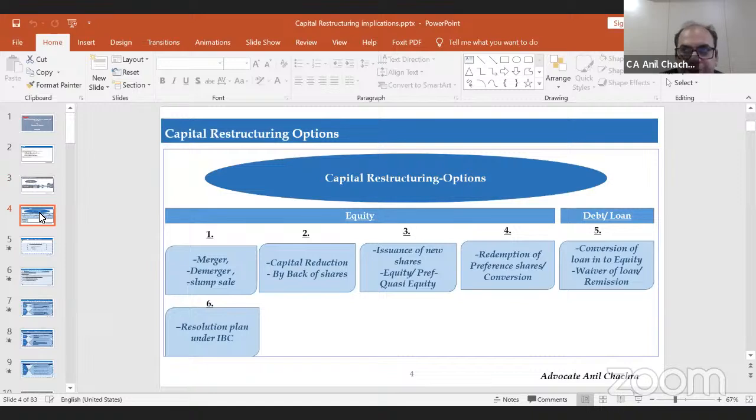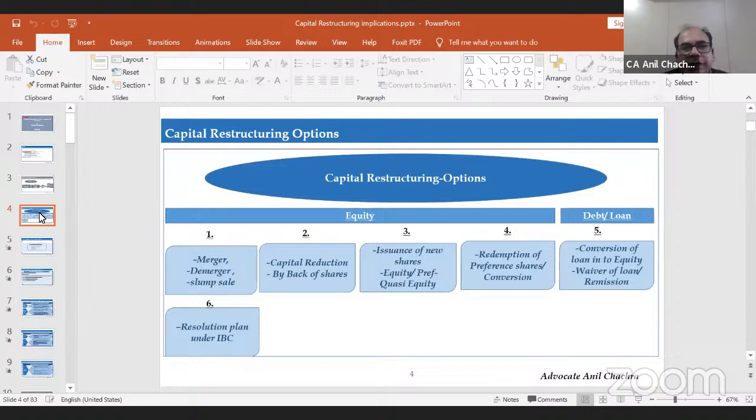So these are the options available. We can say that there are these 6 options available while doing the capital restructuring under the Companies Act as well as under the IBC, which is the Insolvency and Bankruptcy Code. Under the Companies Act, we can further bifurcate into 2 parts. One is the equity and one is the debt or the loan part.